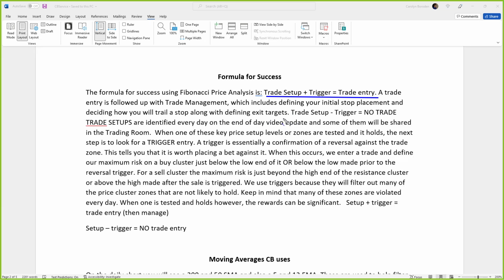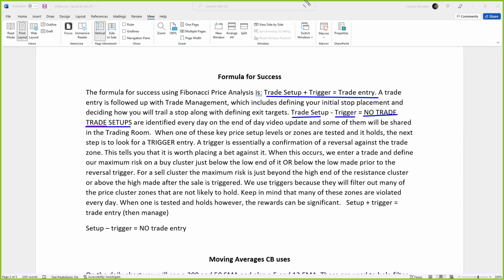Okay, that's a choice you can make for yourself. Now, if you have a trade setup and there's no trigger, then do not take the trade. The trade setups are identified every single day, both in the trading room and in the end of day update.